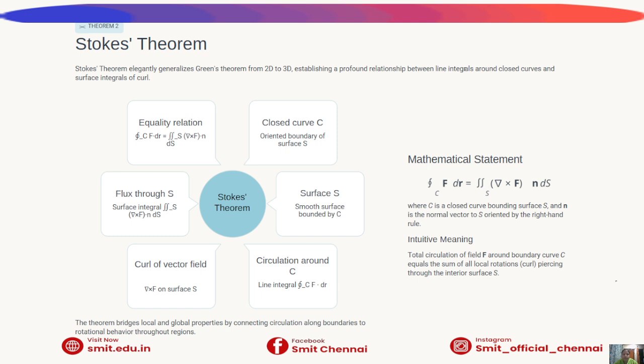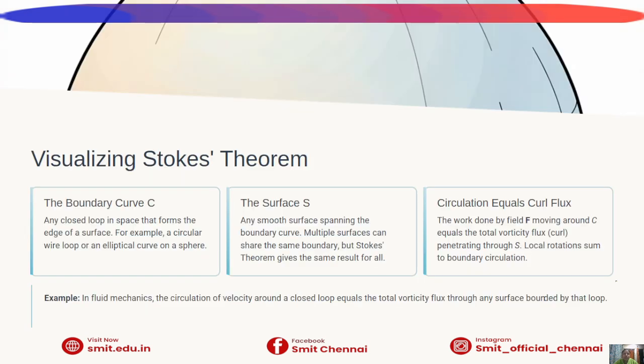Next we visualize the Stokes theorem. The boundary curve C is any closed loop like a wire circle. The surface S spans it. Multiple surfaces work since the result is identical. The circulation equals curl flux. In fluids, loop circulation equals vorticity flux through any bounded surface. The boundary curve C is any closed curve in space that forms the edge of a surface, for example, a square or circular wire loop or an elliptical curve on a sphere.